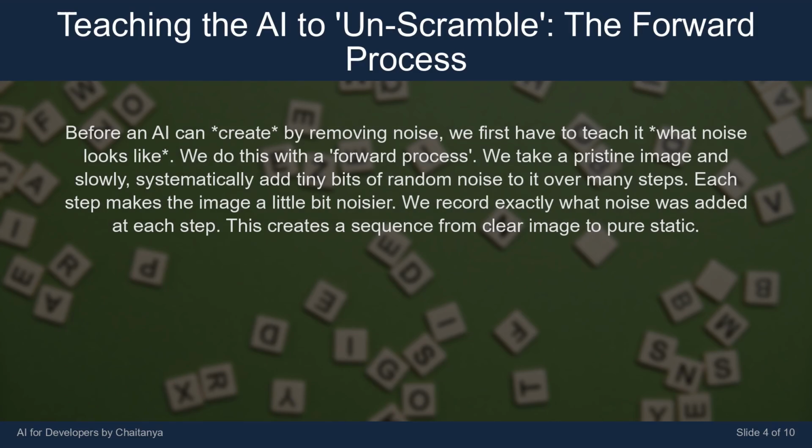Before an AI can create by removing noise, we first have to teach it what noise looks like. We do this with a forward process. We take a pristine image and slowly, systematically add tiny bits of random noise to it over many steps. Each step makes the image a little bit noisier. We record exactly what noise was added at each step. This creates a sequence from clear image to pure static.